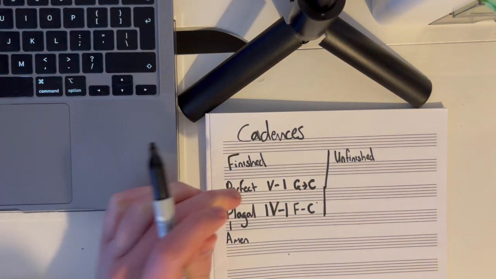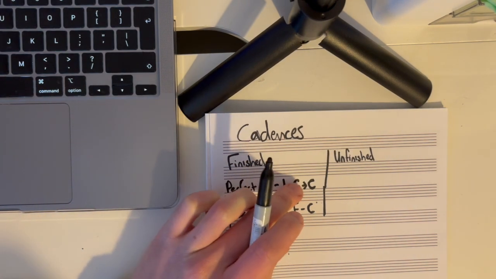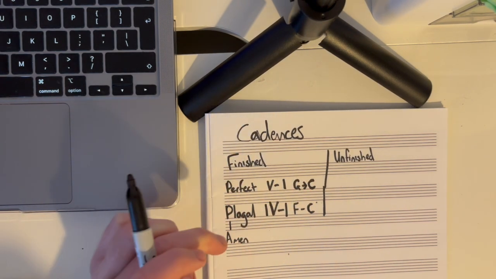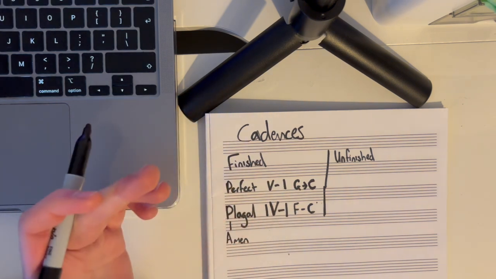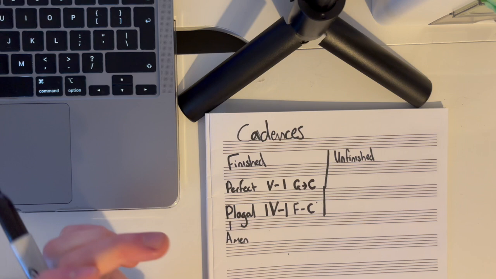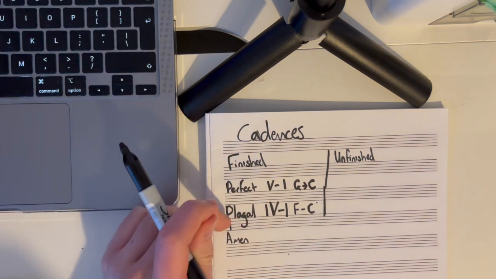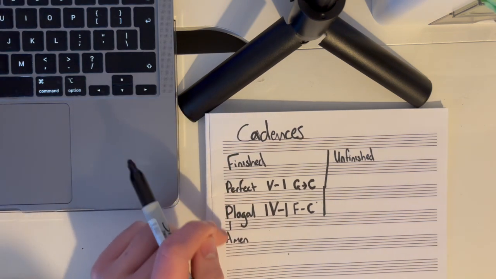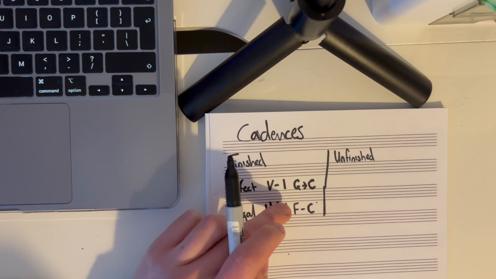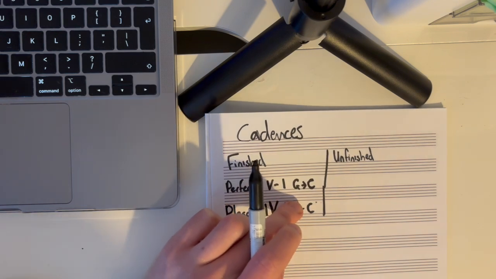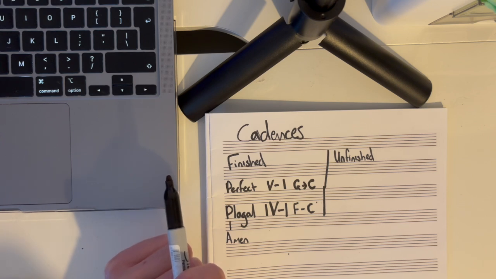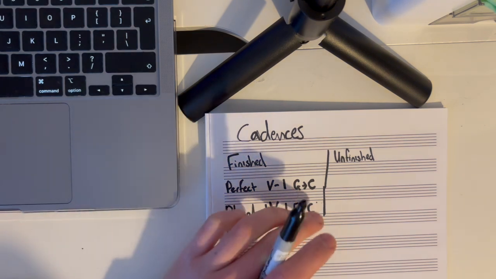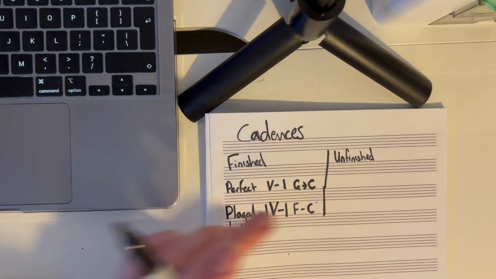Okay, so we have perfect, which is 5-1, like G to C, or in the key of E flat, that would be B flat to E flat. And then we have our plagal, also known as the Amen cadence, and that is 4-1, or F to C, in the key of F, that would be B flat to F.